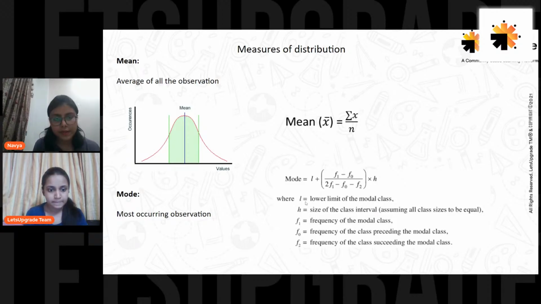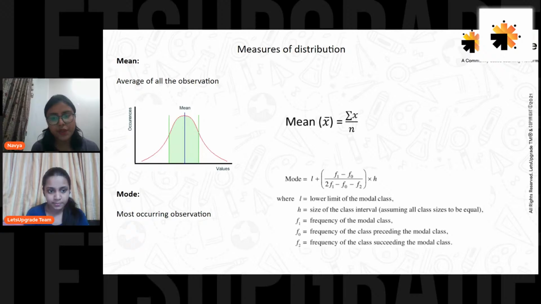And similarly, the variables that are indicated, I have also written here. So L is the lower limit of the modal class. Suppose we are calculating the mode of some class, suppose a 10 to 20 interval is there. So L will be your 10. H is the size of the interval. That is 10 to 20, that means 10 is the interval size, right? 10 to 20, 20 to 30, so 10 is the size of the class interval, and you will keep that as H.